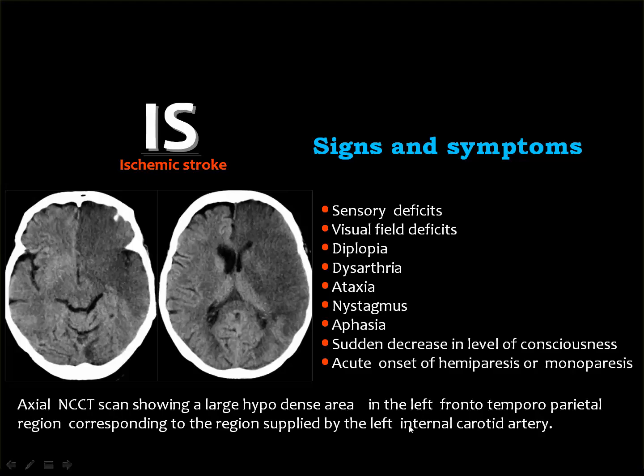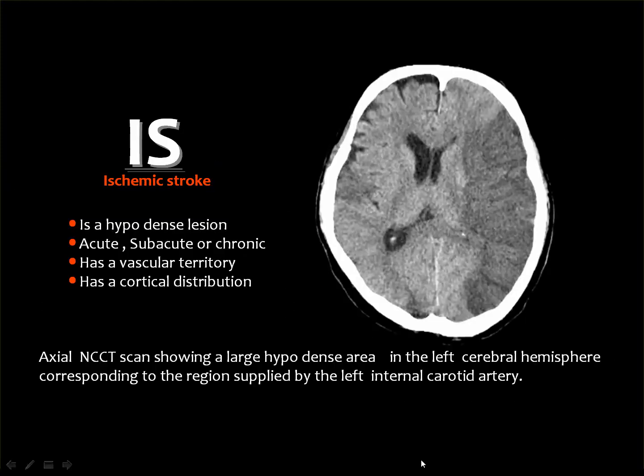The signs and symptoms of ischemic stroke are numerous, starting from the sensory defect and visual field defect, diplopia, dysarthria, ataxia, aphasia, and even seizures in some of the cases. The stroke is usually of hypodense appearance in the CT scan. And we have the three types of stroke: the acute one, the subacute, and the chronic.